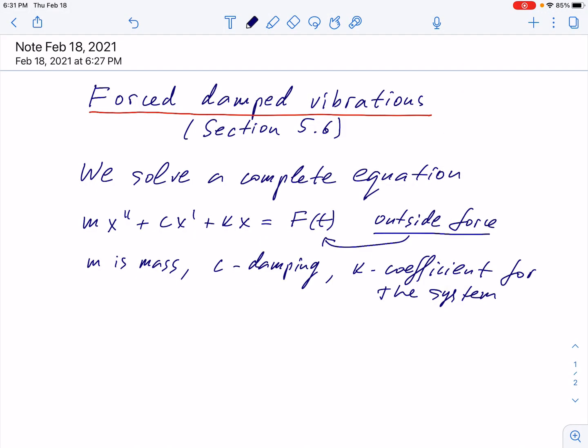We're going to solve now one complete equation for mechanical vibrations with damping and outside force. So the general equation is written here. All the coefficients are positive. M is mass. We have damping coefficient and coefficient K characteristic for the system. And the equation is forced by F(t), outside force, which can be usually periodical or another function. So let's solve this problem.